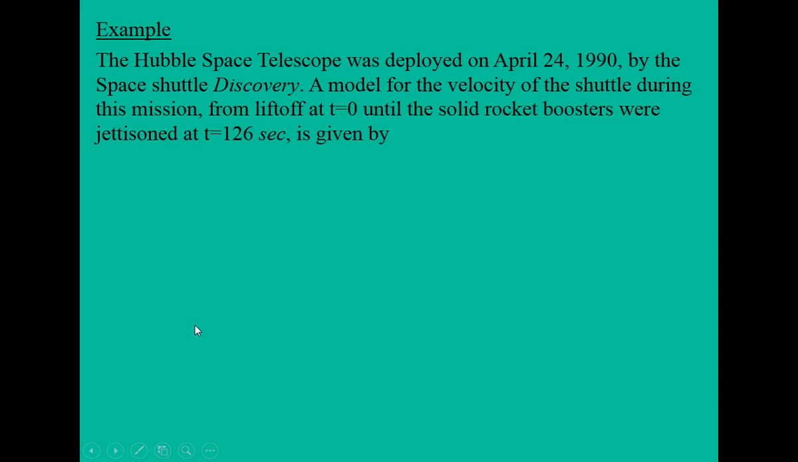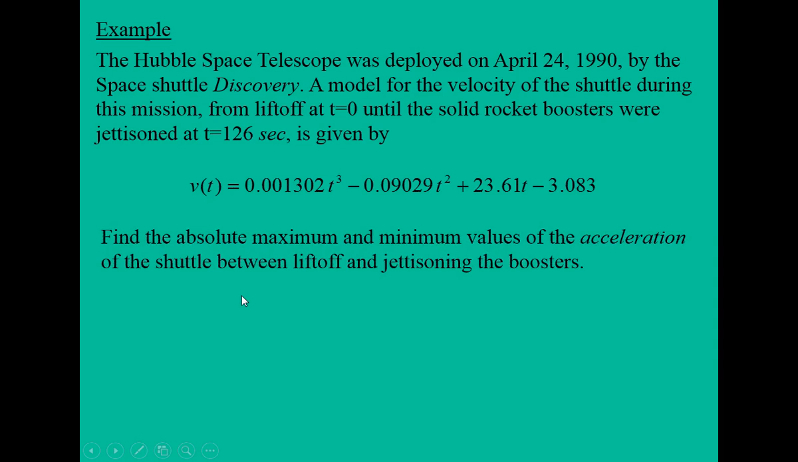The Hubble Space Telescope was deployed on April 24, 1990 by the Space Shuttle Discovery. A model for the velocity of the shuttle during this mission from liftoff at t equals 0 until the solid rocket boosters were jettisoned at t equals 126 seconds is given by, here we have a velocity function, v of t. So that's the velocity of the space shuttle. Find the absolute maximum and minimum values of the acceleration of the shuttle between liftoff and jettisoning the boosters.